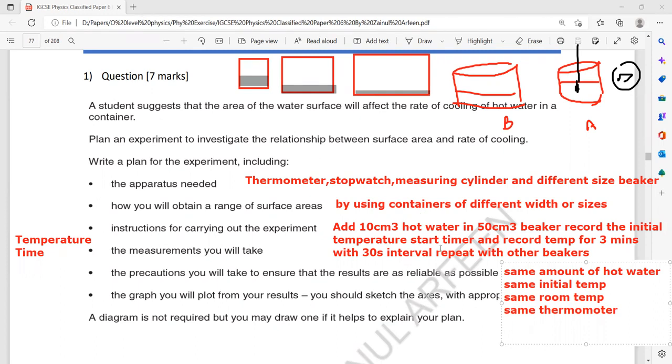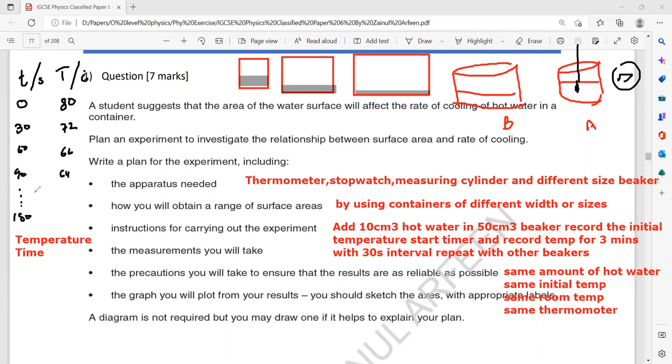What is the meaning of recording a temperature for 3 minutes with a 30-second interval? That's what we do when we start the experiment. We measure the temperature. At the beginning of the experiment, maybe the temperature of the hot water was 80. Then after 30 seconds, we measure the temperature again. It might be 72. Then after another 30 seconds, it might be 66. Then after another 30 seconds, it might be 64. Like this, we continue to record the temperature at 30-second intervals for 3 minutes, which is 180 seconds.